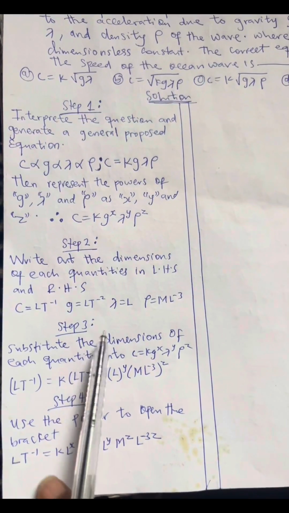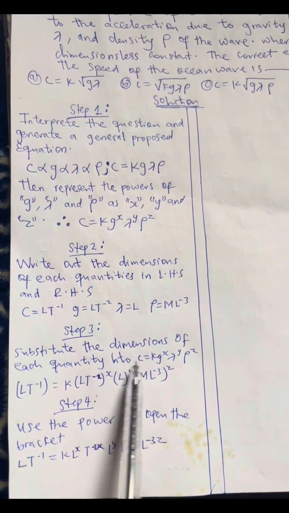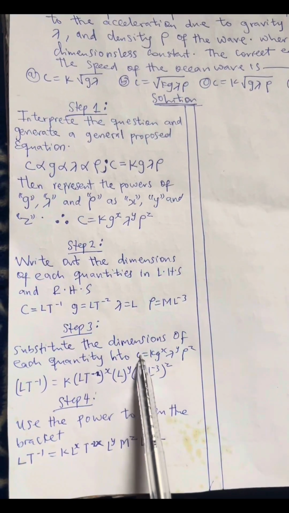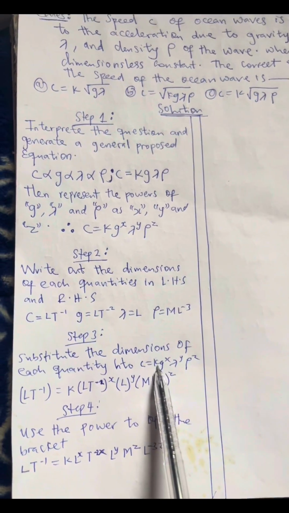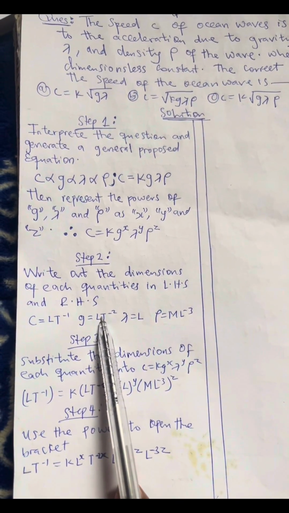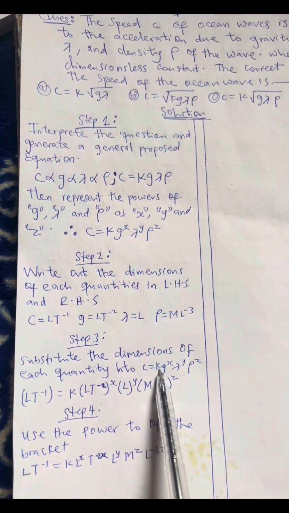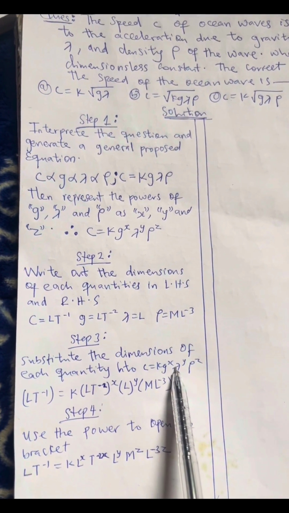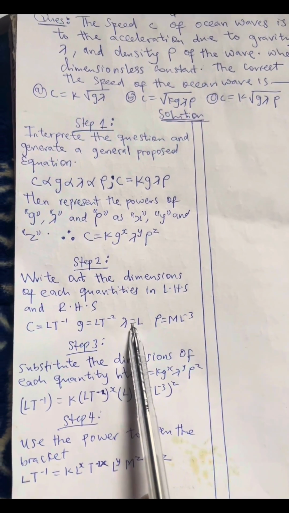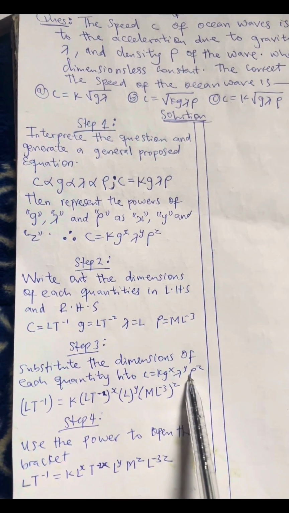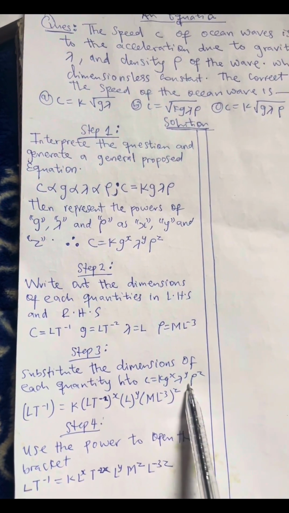So in step 3, we are going to be substituting the dimensions of each quantity into this expression. So this c, the dimension is LT minus 1. This g is acceleration due to gravity. The dimension is LT raised to power minus 2, all raised to power x. This lambda is the wavelength. The dimension is L, and that is L raised to power y. And this rho is the density. The dimension is ML raised to power minus 3, all raised to power z.